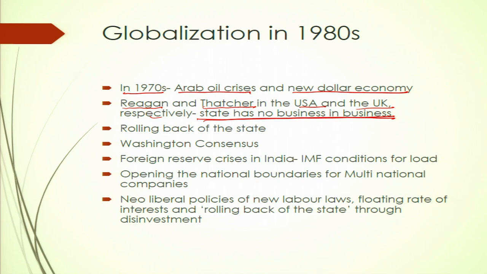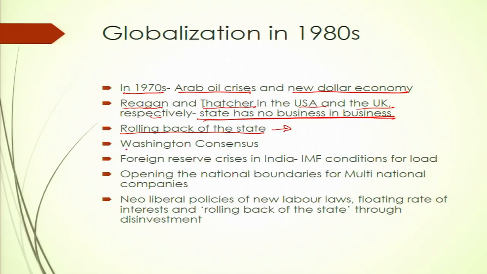The fundamental role of the state in this new conception was that it should only provide security to the people, and the rest of the things should be left to the market, and the market will decide who will get what, when and how. Eventually, it led to the policy of rolling back of the state. Rolling back of the state here precisely means that a state is no more supposed to intervene into the market.